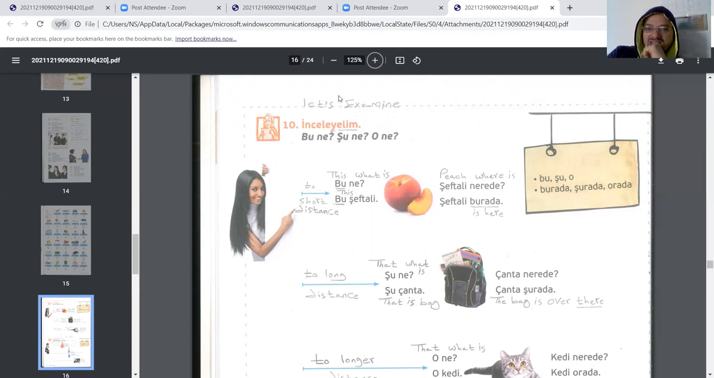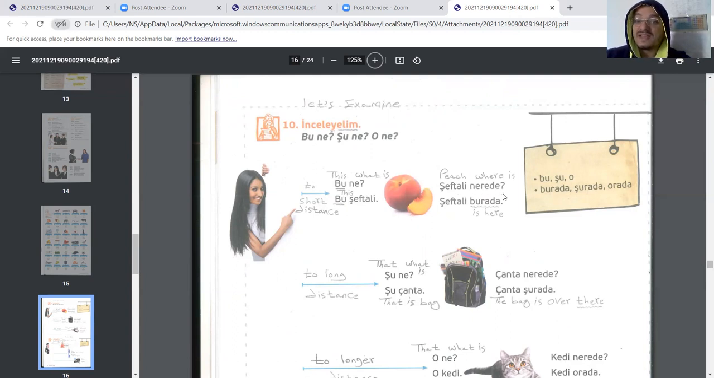İnceleyelim. Let's examine. Bu ne? Bu, that means this. But here the situation is different. In Turkish language, we don't say "what is this?" We will say "this, what is?" Bu, this. Ne, what? Bu ne, what is this? Bu şeftali. This is a peach, belongs to the fruit group. Bu ne, bu şeftali.